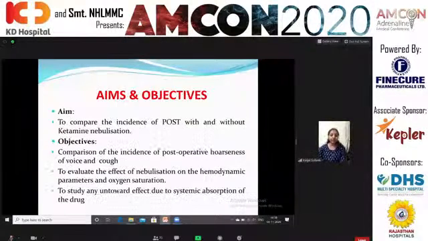Coming to the aim, my aim is to compare the incidence of post-operative sore throat with and without the use of ketamine nebulization. My objectives are to compare the incidence of post-operative hoarseness of voice and cough, to evaluate the effect of nebulization on the hemodynamic parameters and the oxygen saturation, and to study any untoward effect due to systemic absorption of the drug.